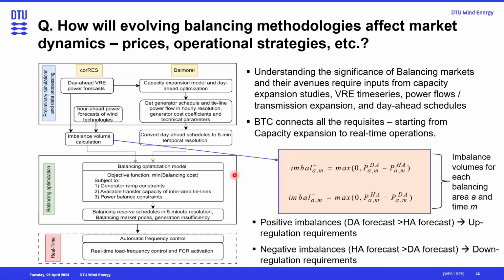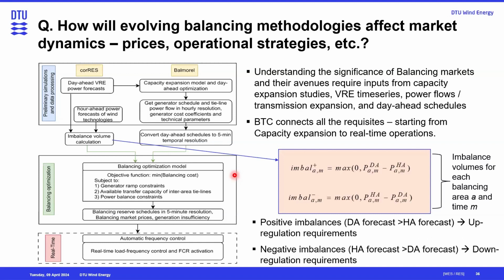So when you know the day ahead power forecast, not only forecast but the day ahead plan, and because we have already seen that the forecast and the day ahead plan can be quite different, you can calculate based on the day ahead plan and the intraday forecast what is going to be the imbalance, both positive and negative. When you have positive imbalances, you use up regulation. If you have negative imbalances, you have down regulation.